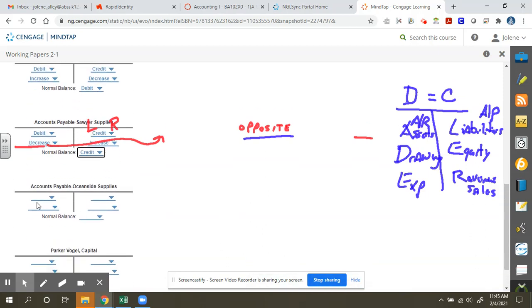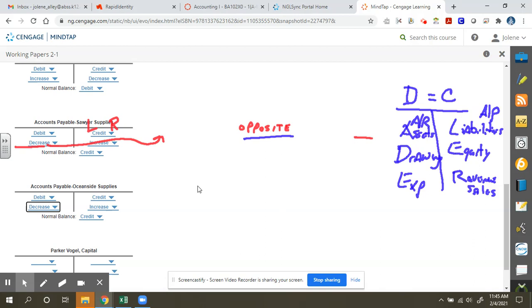Next one says accounts payable. Here's another accounts payable. Oh, we know we're going to do debit and credit. Another accounts payable. Well, it's another loan. We owe money to Oceanside Supplies. So it's done the same way as this one up here. It increases on the credit. It is a credit normal balance, and it decreases on the debit side. All accounts payable work the same way right here.